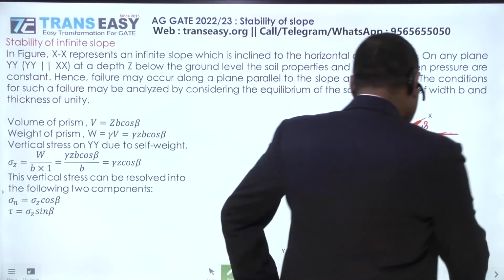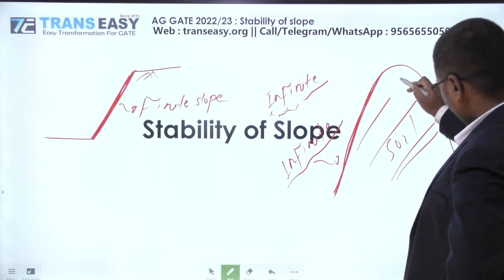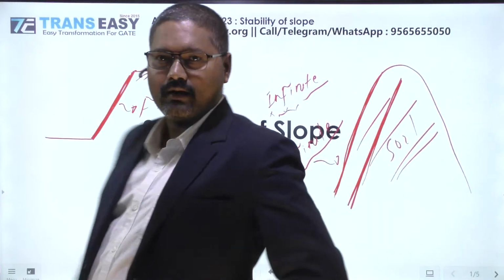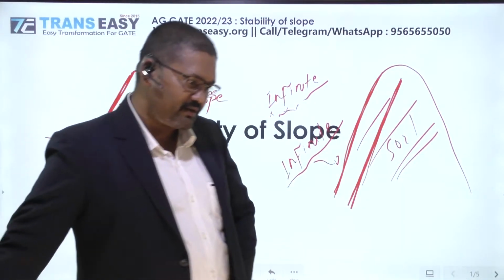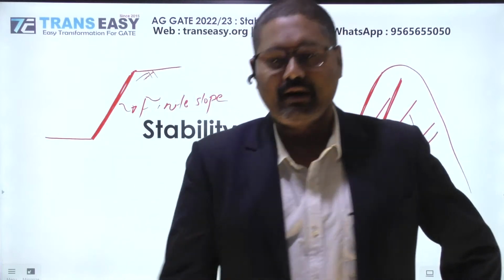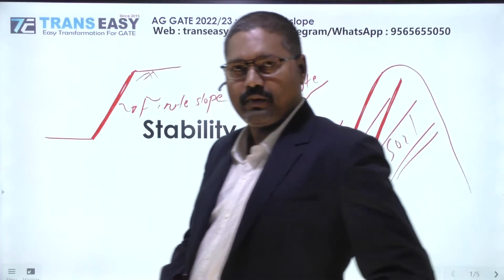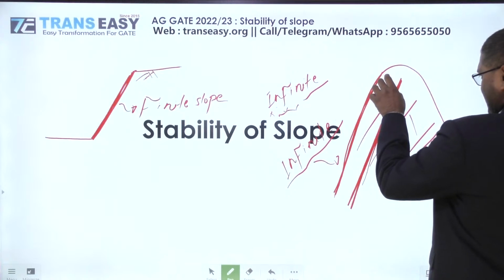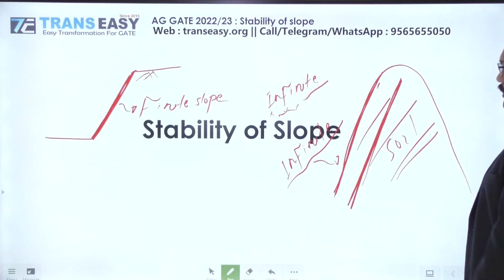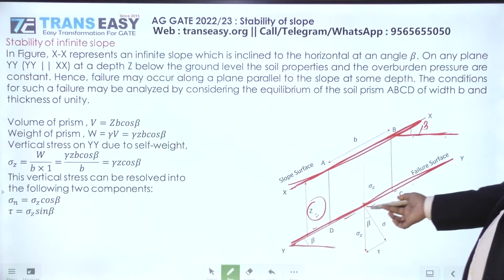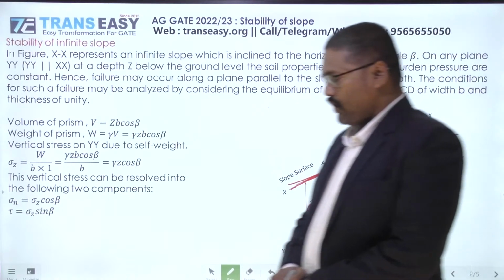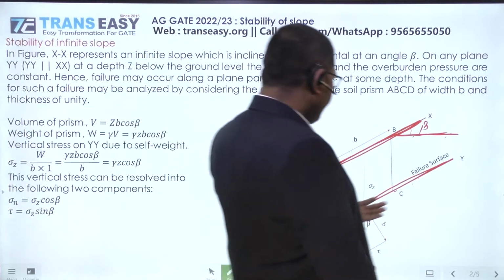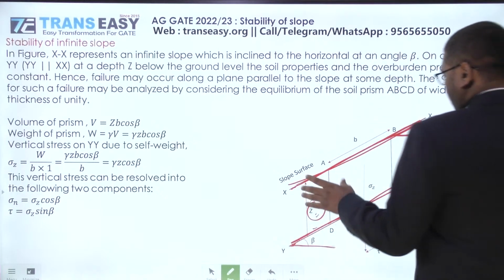In case of infinite slope, this is a plane along which shear failure takes place, and we are going to stop this failure. That is, we are going to stabilize this slope. So actually we are deriving the condition for a stable slope that is not failing like this. This soil mass will slide down along this plane. So here we have a schematic diagram for infinite slope. We have taken a failure surface at a particular depth.